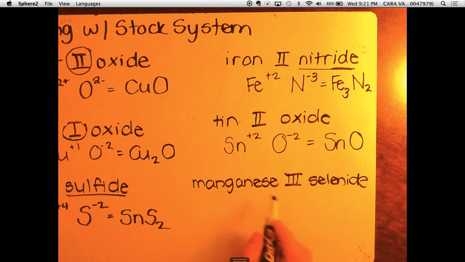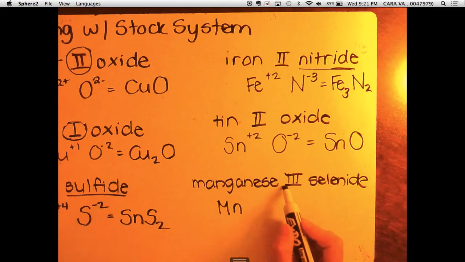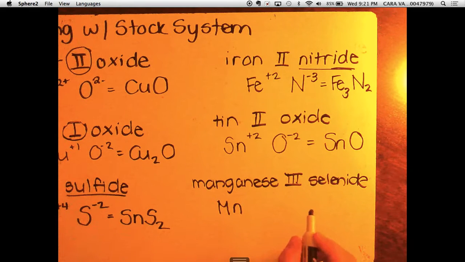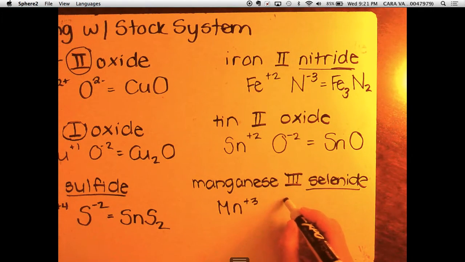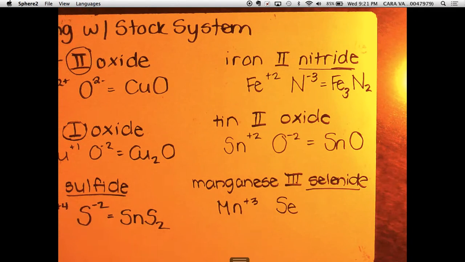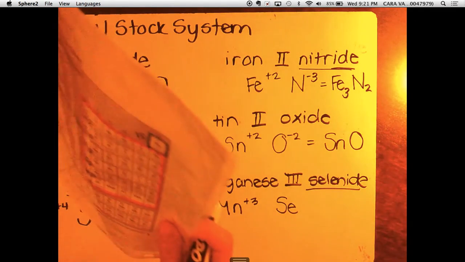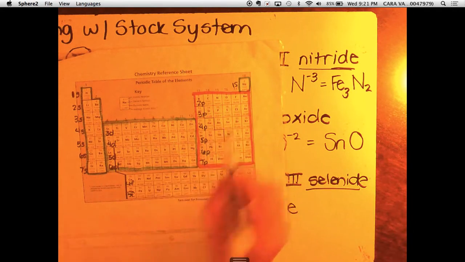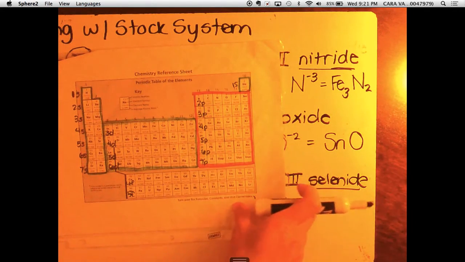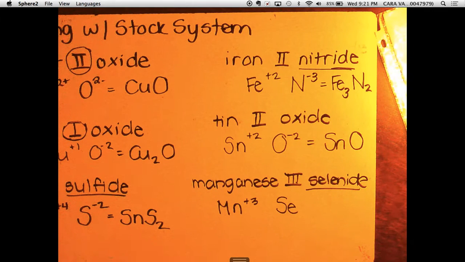And the last one, students always get a little confused because that looks kind of like magnesium at first glance, but that's actually manganese, which is a transition element. We see that Roman numeral 3 there, which means that it is a +3. And then we've got selenide, which is again one we don't use that frequently, which is Se. If you look at your periodic table, selenium is right over here in group 16, which means it has a charge of -2.